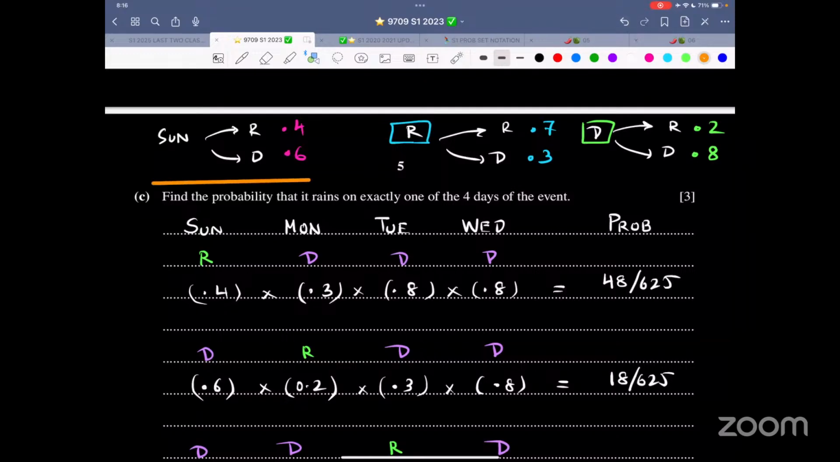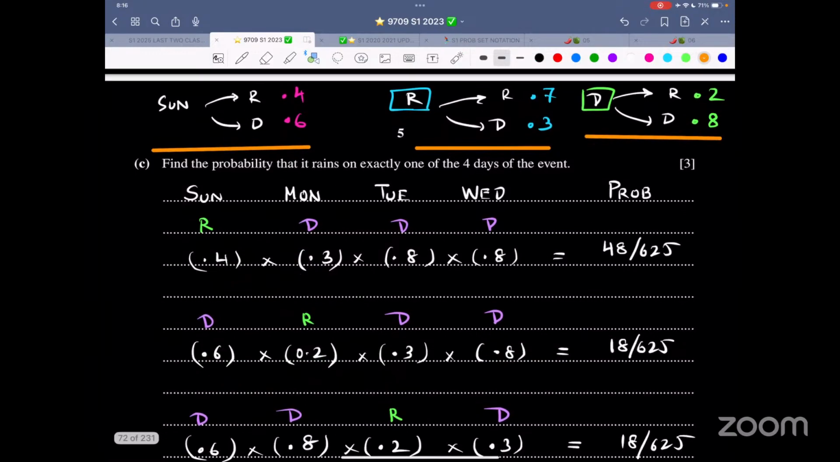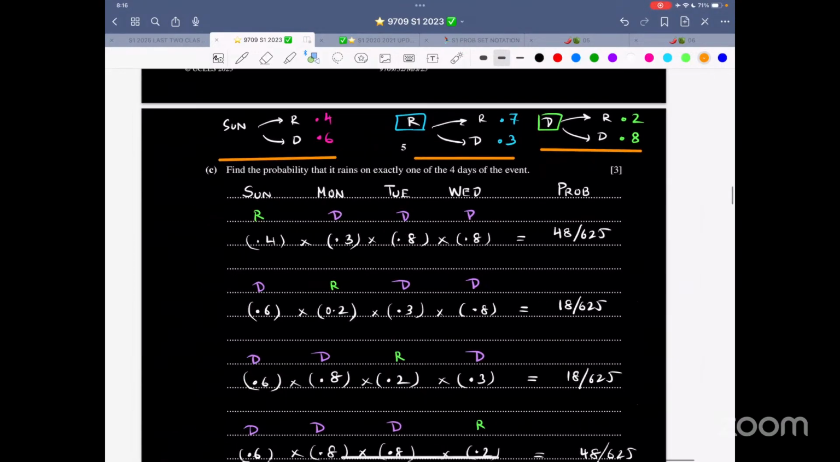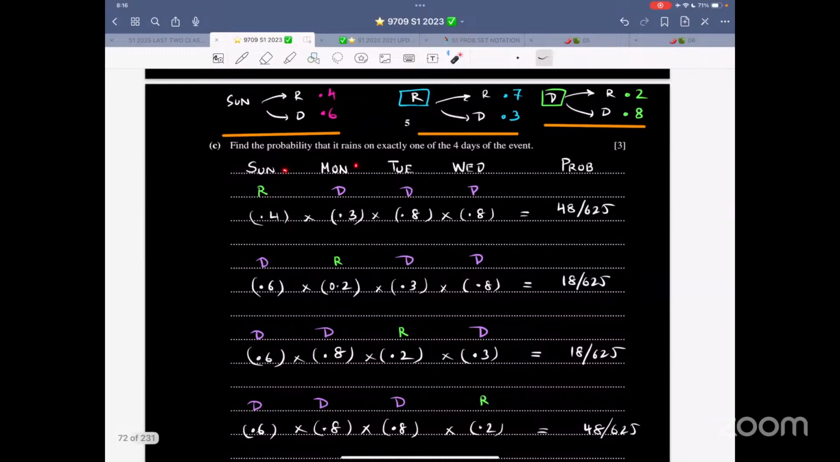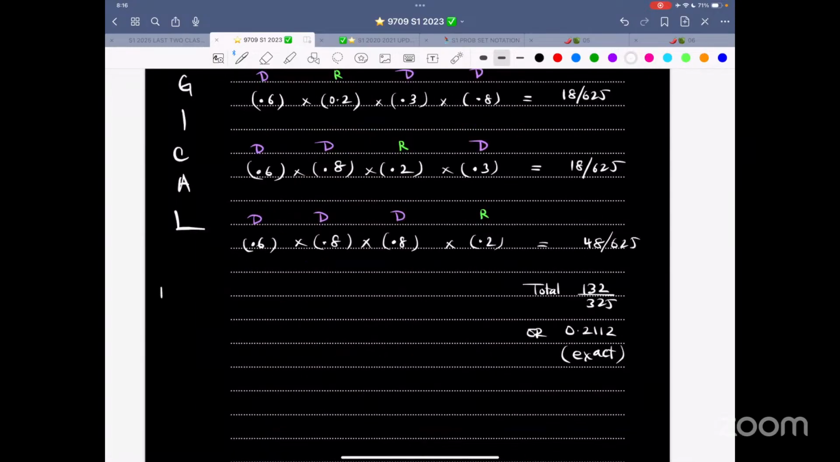Believe me, I would be very comfortable writing things down like this. So that is the Sunday thing, that is the rainy thing. First of all, I have written it like this: Sunday, Monday, Tuesday, Wednesday. Sunday is rainy, then Monday is rainy, then Tuesday is rainy, then Wednesday is rainy. So I'm working in a logical manner. Logical presentation is very, very necessary.